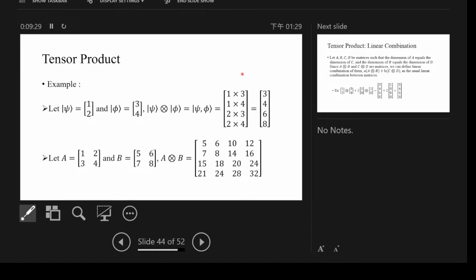And then we have a more general example where we have two square matrices, and A is this 1, 2, 3, 4, B is this 5, 6, 7, 8, and A tensor B is this. We are having 4 blocks here, and each one multiplies with 1, 2, 3, 4. Okay, so this is the definition and a very quick idea about tensor product.